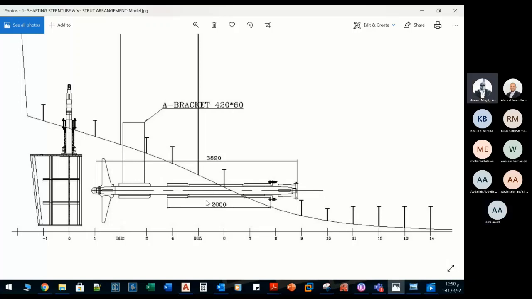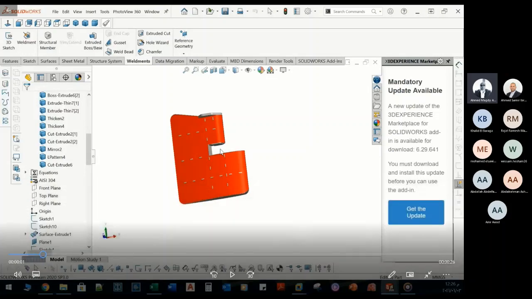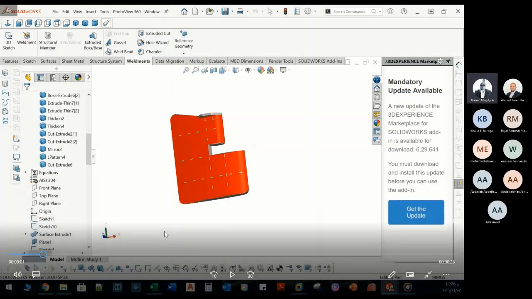Okay. No. Here, can you go back to your SolidWorks? Can you go back to this rudder? Yes. You see the area here in the rudder. This area will have what we call the rudder horn. This area will have a bearing to support this rudder, but by any means, the rudder cannot be connected with the propeller or the tail shaft. The rudder will be a separate entity.